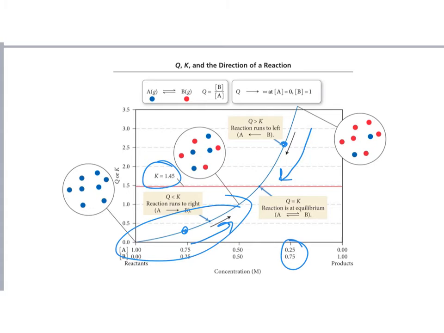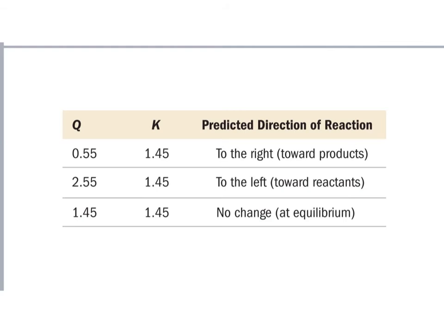that I can figure out where I need to go. Which direction is this thing going to go? It's going to help us solve these problems. So here's just a generalized, right? If K is 1.45 and we calculate Q to be 0.55, it is less than K, therefore it's got to move towards products. It's got to move towards K. If it's 2.55, right, then it has to move towards reactants, reducing that ratio, and you get to the 1.45 K. If it's at 1.45, then you're at equilibrium.